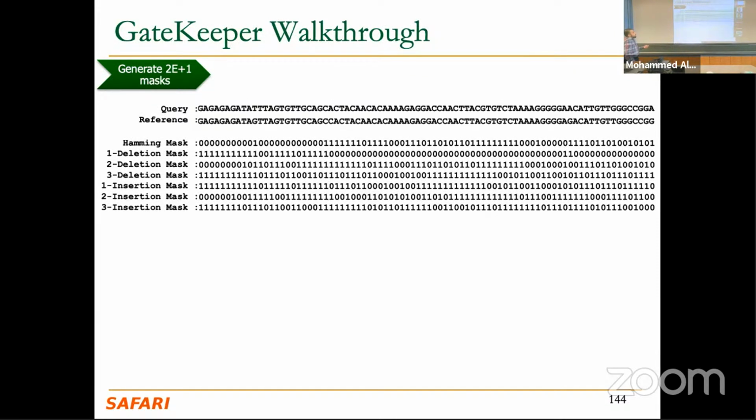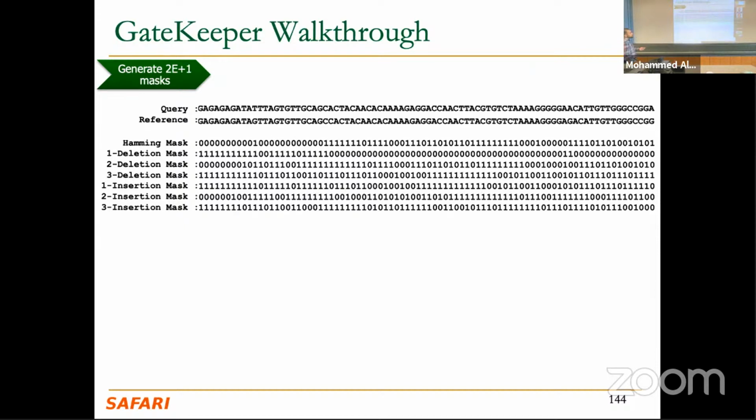How do we generate all of these? The first one is just XOR, just the Hamming mask. XOR between these two, you get all these. This group, I call it deletion mask, is where I shift the query by 1 step to the right and then compare with the reference. For the 2 deletion mask, I shift the query to the right again, 2 steps, not 1 step, 2 steps, then compare XOR with the reference. For 3 deletion, shift the query by 3 steps to the right and then do XOR with the reference genome.